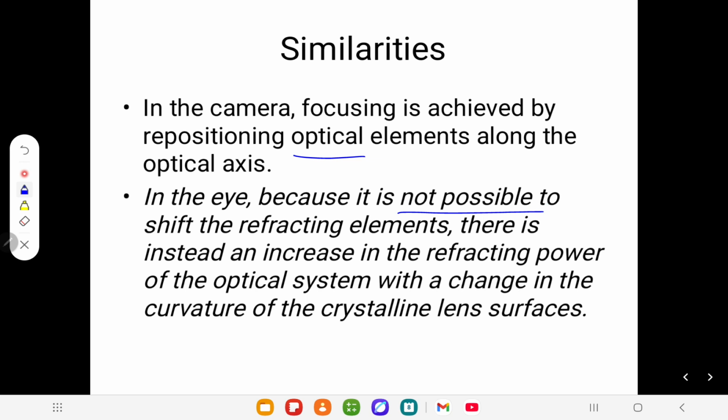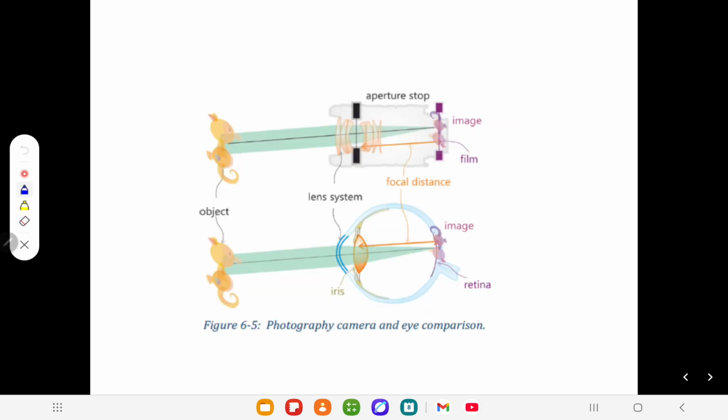What is possible is a change in refractive power by changing the curvature of the crystalline lens surface, especially which surface? Especially the front surface, isn't it? So this is the mechanism of accommodation in the eye, and the mechanism of accommodation in a camera is basically repositioning the optical element, isn't it?